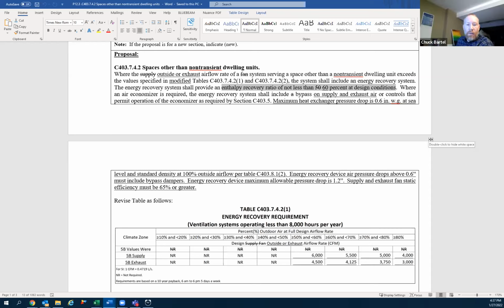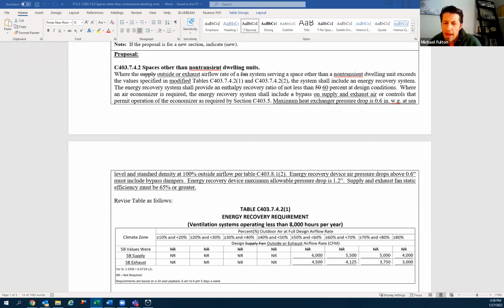Yes, thanks, Kevin. Mike, the requirement for a maximum pressure drop of 0.6 across there, are energy recovery units readily available that are capable of a 0.6 pressure drop at 60% at design conditions? Because we've heard with our current amendment that even at 50% at design conditions at 0.6, those are custom units, with long lead times, which leads to problems when designing. Yeah, so they are available, Chuck.